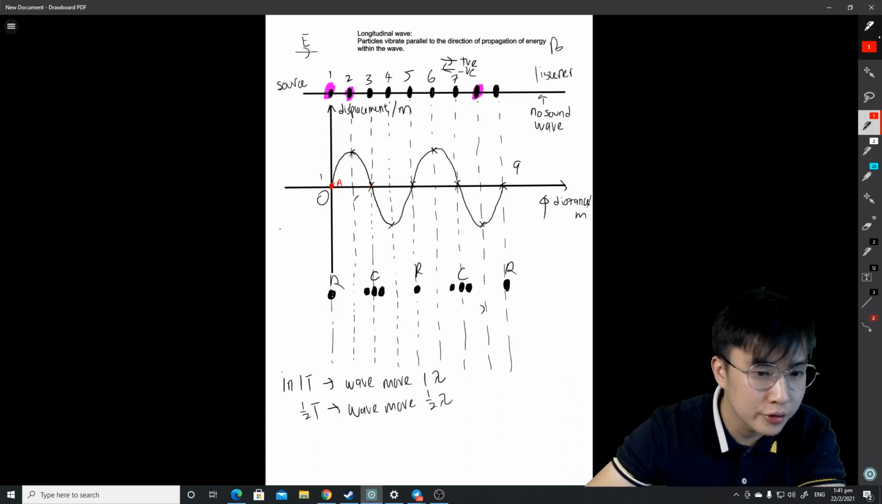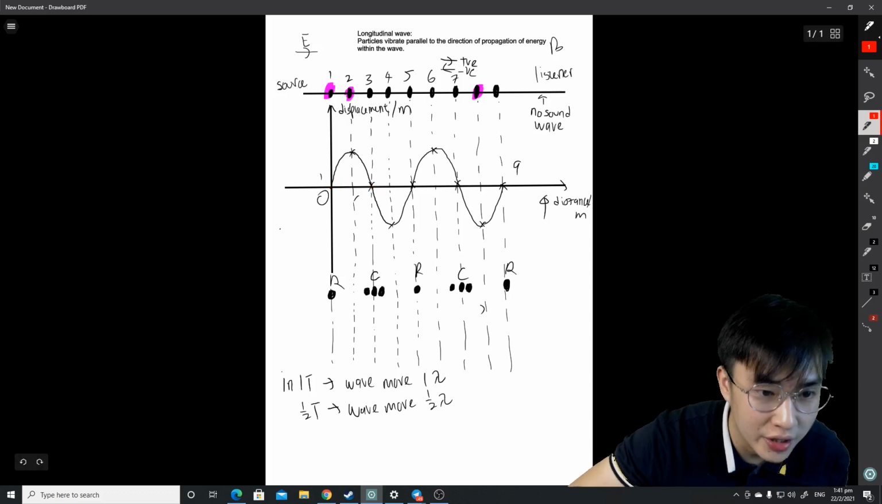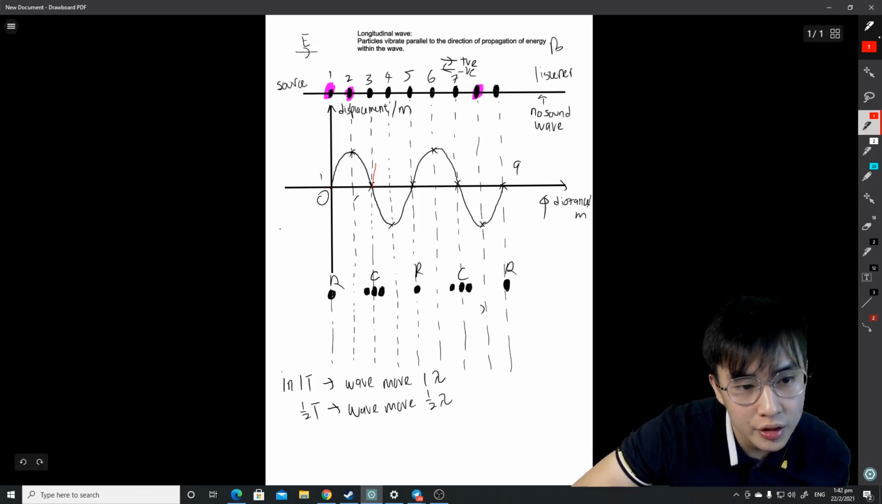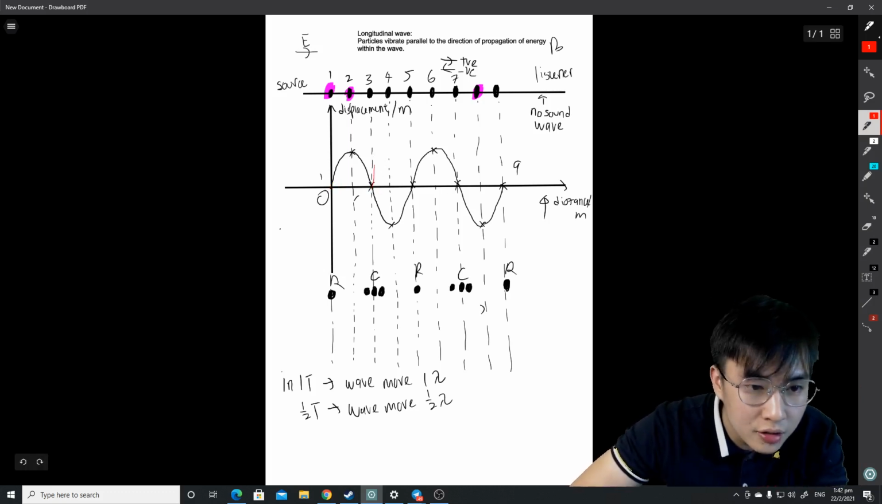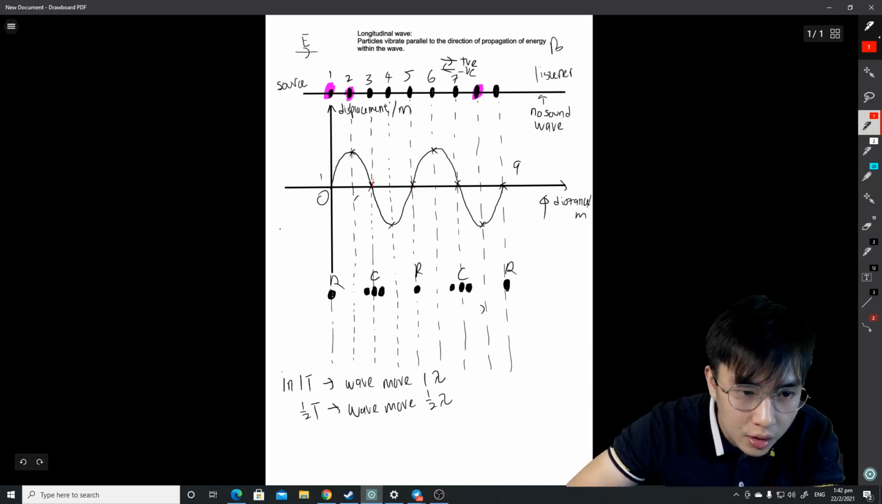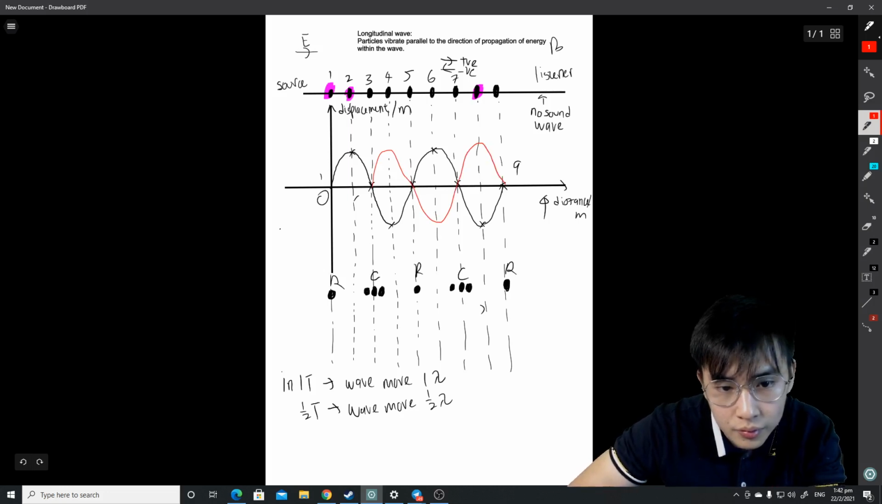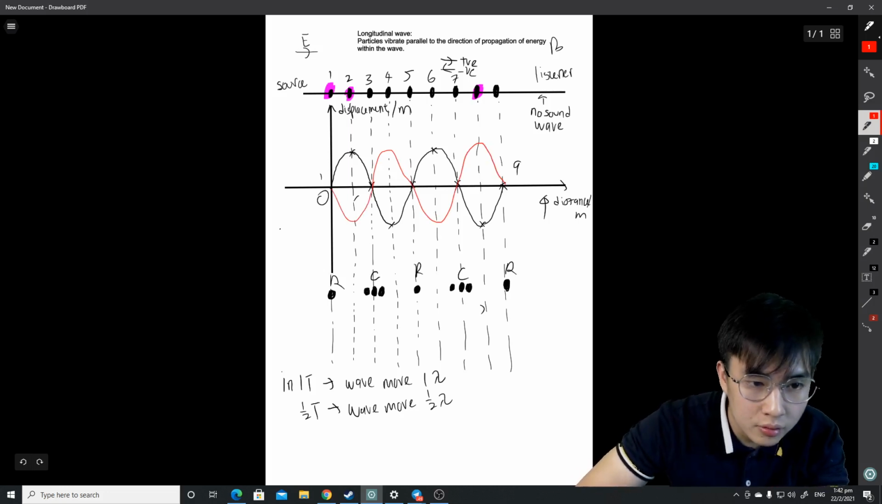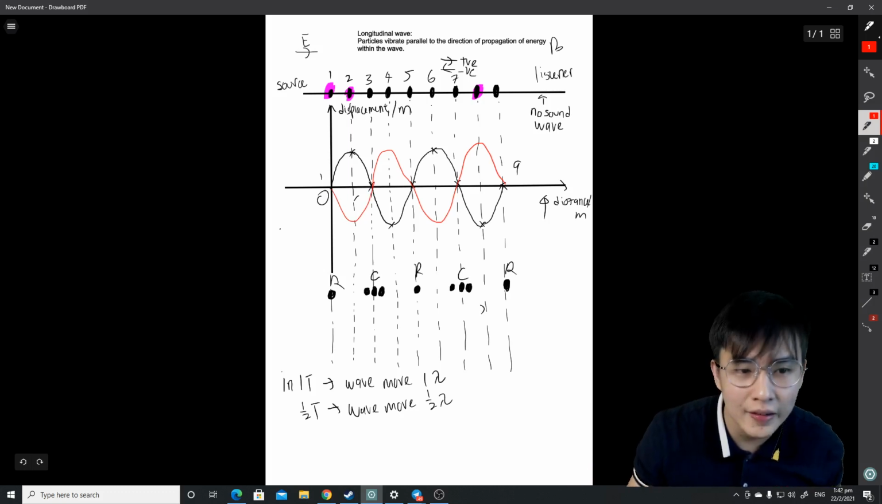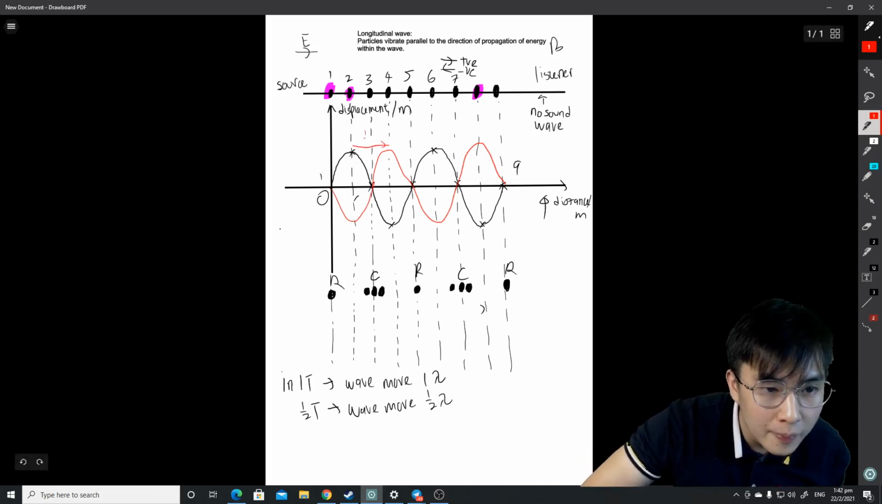So I'm going to erase this and I'm going to draw in red my new graph half a period later. So eyes here, it will just look something like this. And it will look like that. Do you all agree? Very easy, right? You just move half a wavelength forward. Can you see this is moving half a wavelength?